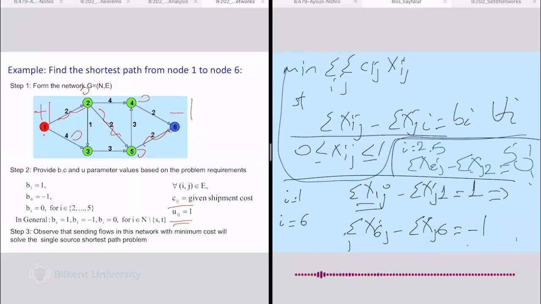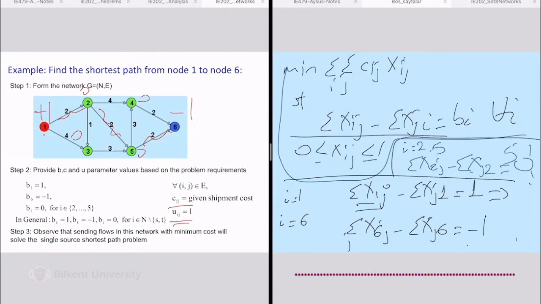S and T is 1 and 6. I began with S and T, sorry, because it's the general version. In this example, it's 1 and 6. S is 1, T is 6. Any other questions, or is it clear?